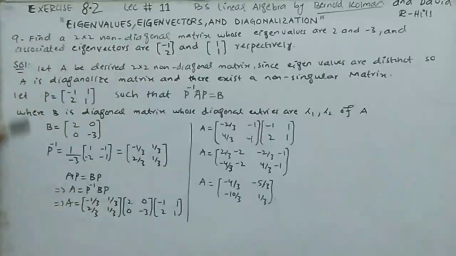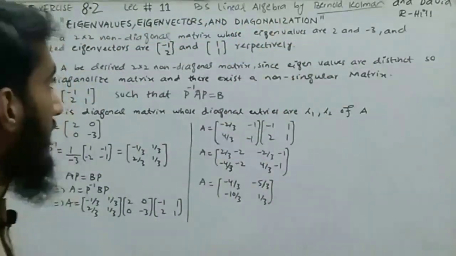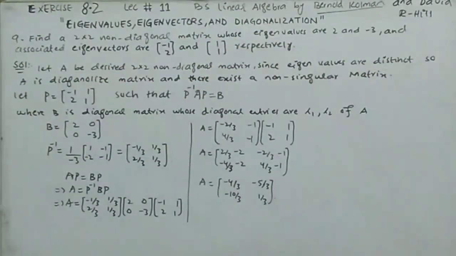So let's move toward question number 9 of exercise 8.2, lecture 11, BS linear algebra by Bernard Kolman and David Hill, 8th edition. The chapter name is Eigen Value, Eigen Vector and Diagonalization. In the previous video we solved 8 questions, so today we will start from question number 9.